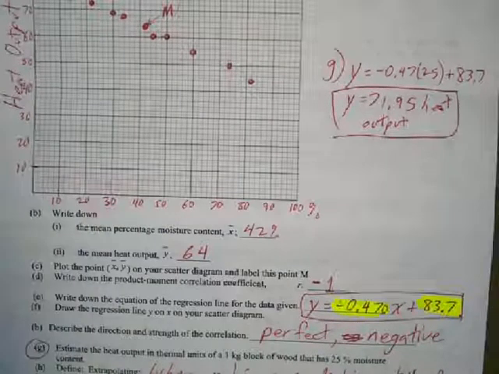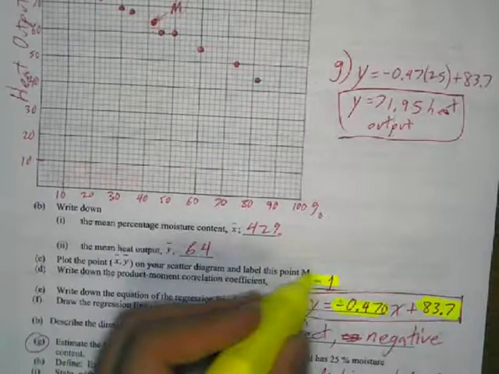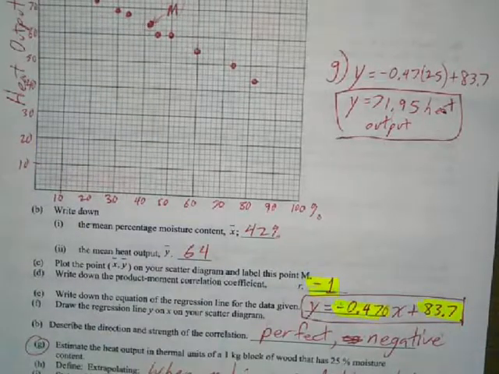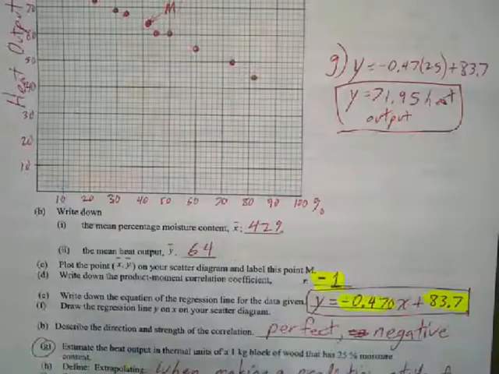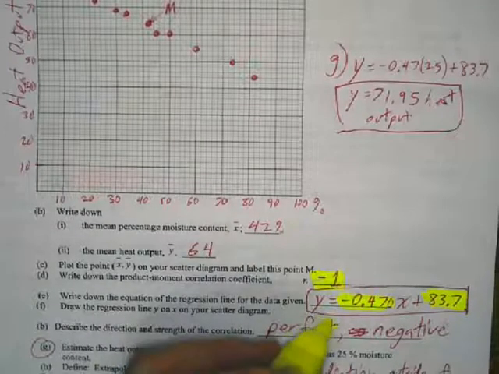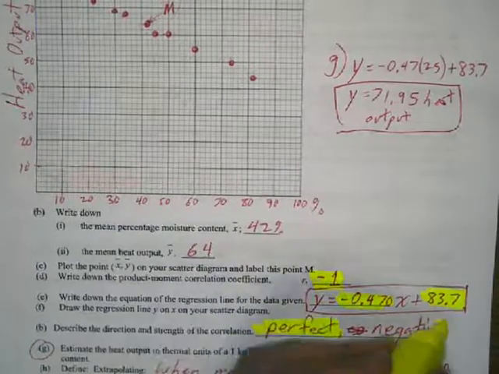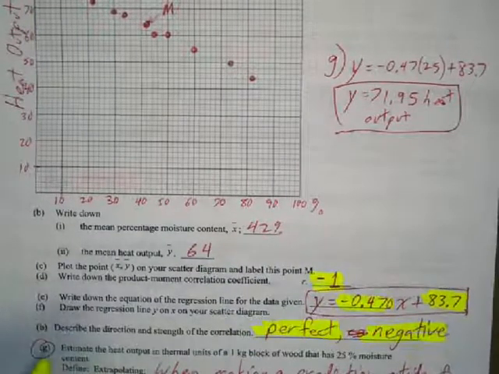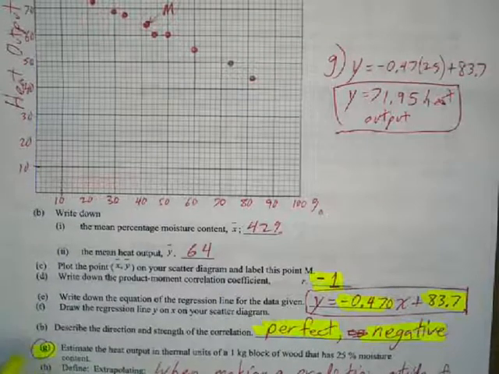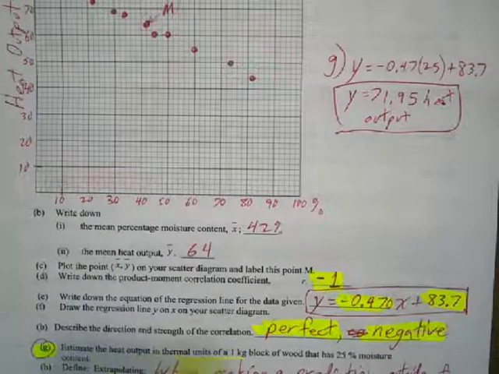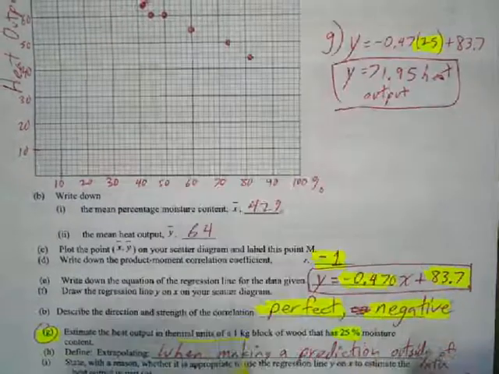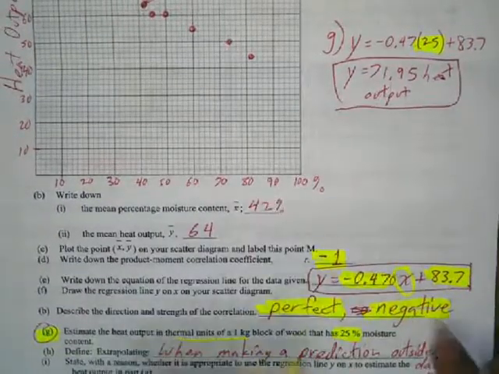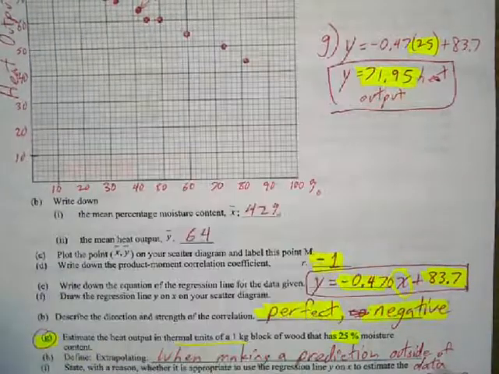And since my R value is -1, when I go to this chart here, -1 means I have a perfect negative correlation. So I'm going to look for the words perfect and negative. Okay, and then question G says estimate the output when we have a 25% moisture content. So essentially, you're just plugging in 25 into the x value, and we get 71.9 heat output.